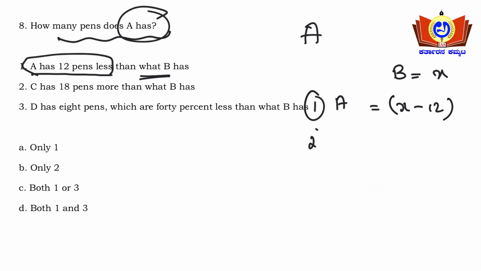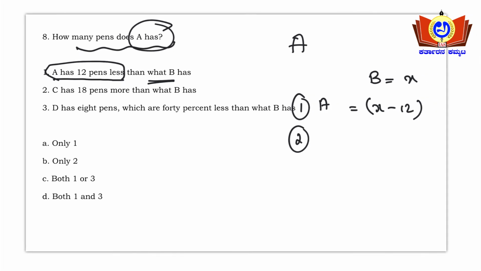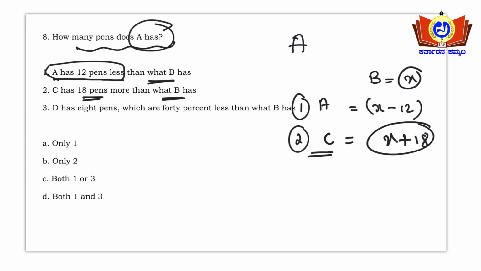Now the statement 2 is C has 18 pens more than what B has. C will be having 18 pens more than what B is having, so B will be having X here. So when we consider statement 2 alone, it is not sufficient to answer the question how many pens does A have. When we club both statements, A equals X minus 12 we got, and C will be equal to X plus 18 we got here. Then also it is not sufficient, my dear friends, to answer the question how many pens does A have.